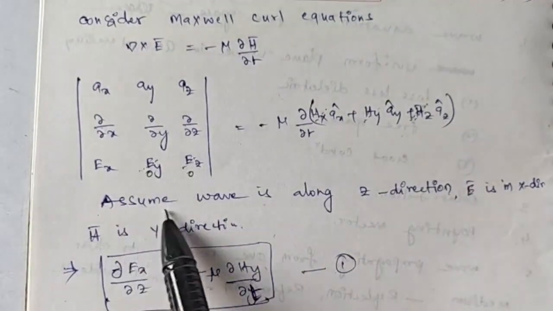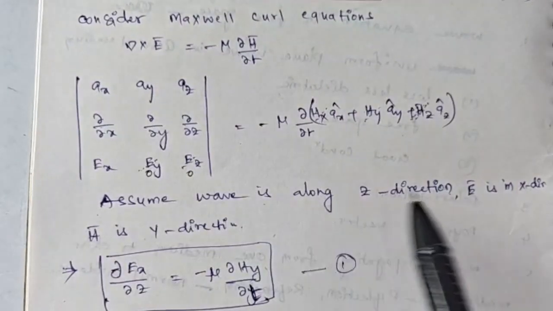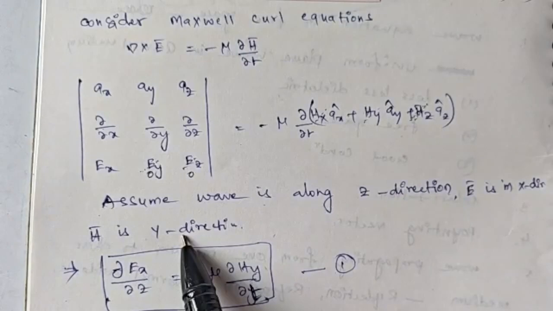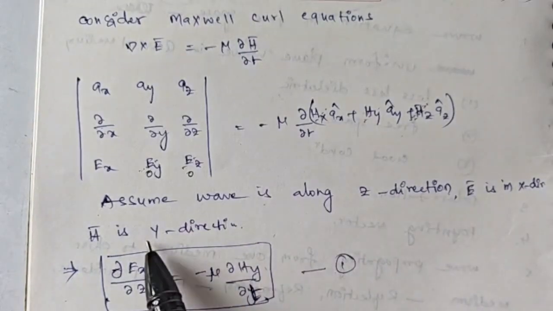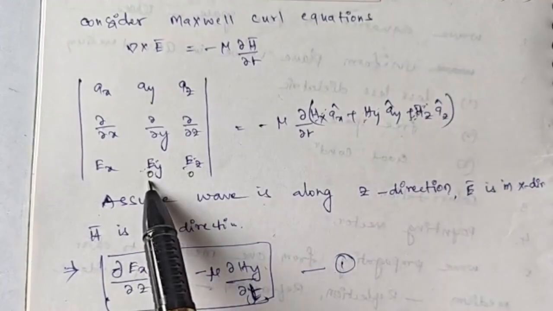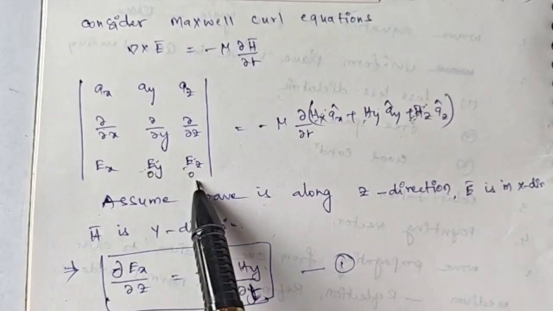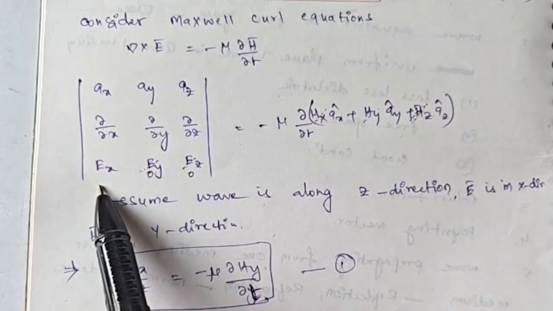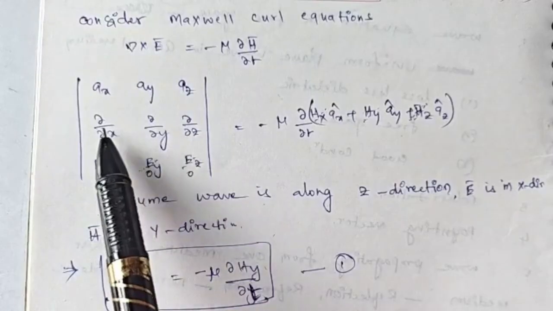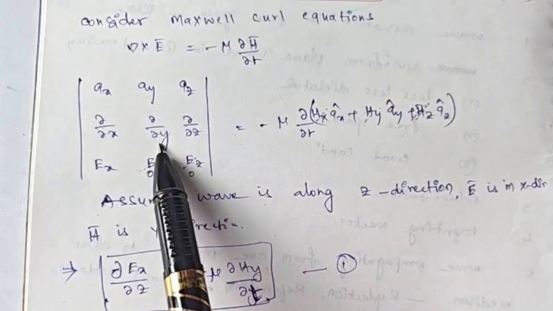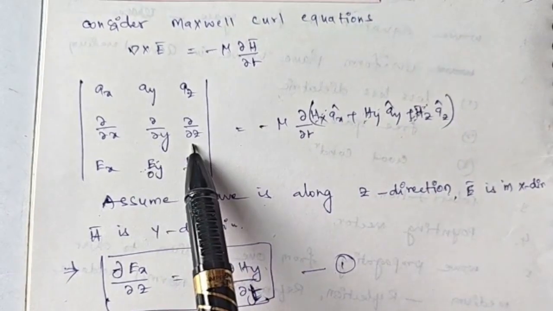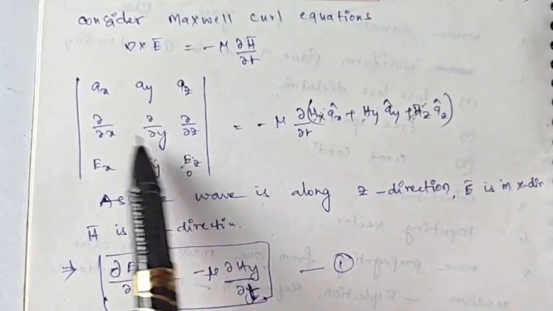And now we are assuming the wave is along the Z direction, the electric field is in the X direction, and the magnetic field is in the Y direction. So that means the Ex component will be there, the Hy component will be there. Remaining all components will be 0. So in that case, Ey equal to 0, Ez equal to 0. Only the Ex component will be there. And there is a variation along the Z direction, so that means dou by dou x and dou by dou y will also be 0. There is no variation along the X and Y direction. The wave is propagating along the Z direction. That's why these two are also 0.